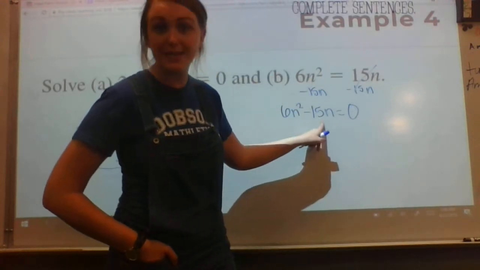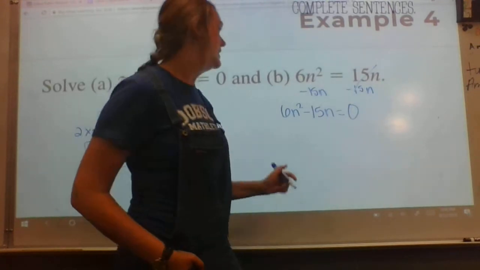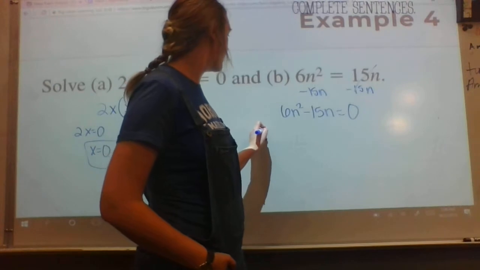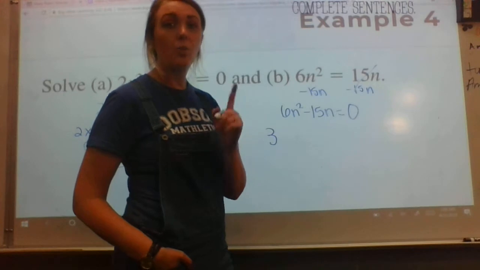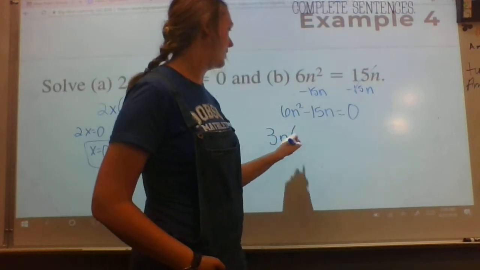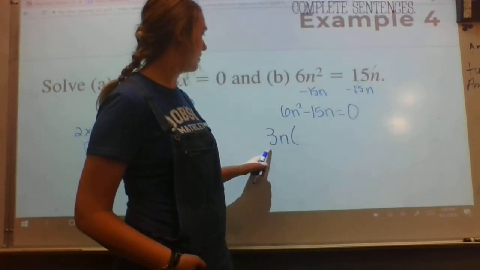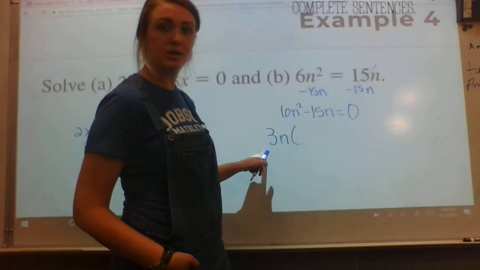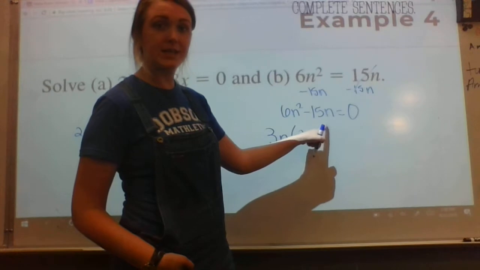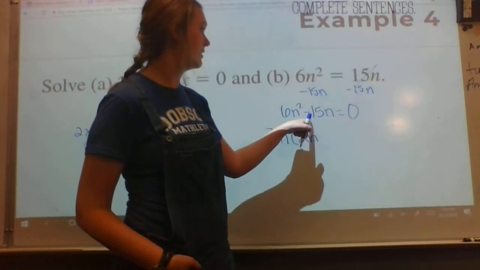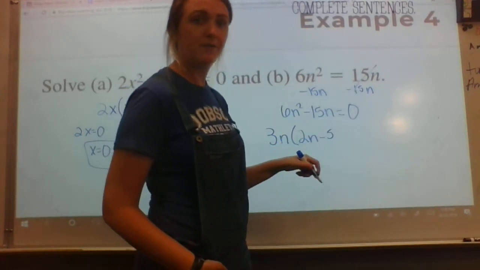What do 6 and 15 both have in common? Well, they're both divisible by 3. So I'm going to divide both of these by 3. N squared and n. How many n's do those have in common? 1 n. So I'm going to put 1 n out here. Now I'm going to actually do my division problem. 6n squared divided by 3n would give me 2n. Negative 15n divided by 3n, negative 15 divided by 3 is negative 5, and the n's go away from each other.